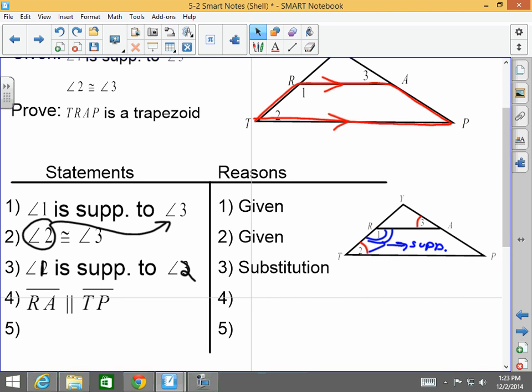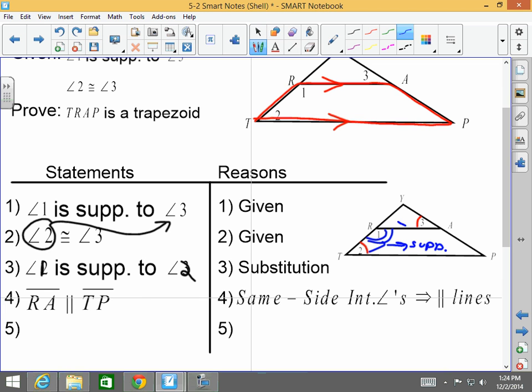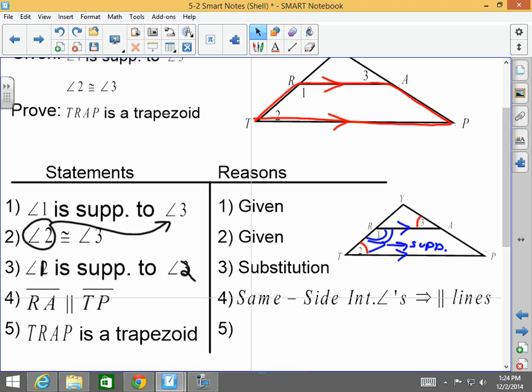They're parallel. Why? No, not same side alt. If same side interior angles are supplementary, then you have parallel lines. Or you could say converse of same side interior angles theorem. And then if these two are parallel, guess what? TRAP is a trapezoid. Why? Definition of a trapezoid.